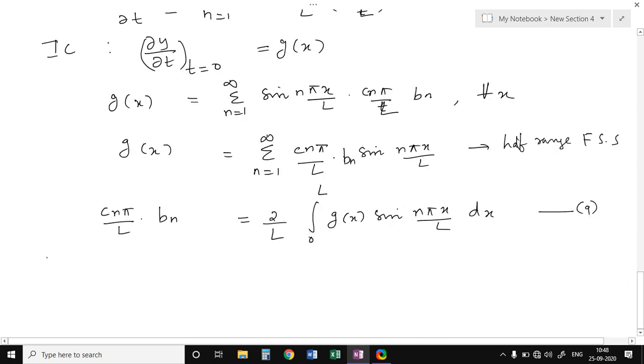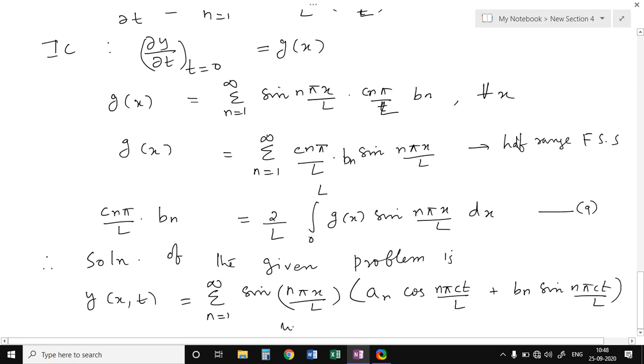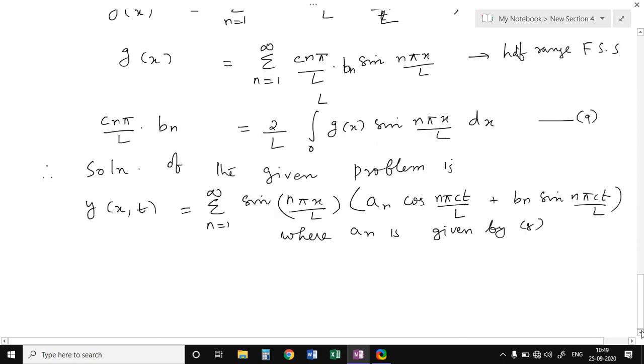So we can write down, therefore, the solution of the given problem is y(x,t) is equal to sigma n varies from 1 to infinity sin(nπx/l) multiplied by [an cos(nπct/l) + bn sin(nπct/l)], where an is given by the 8th equation and bn is given by the 9th equation.